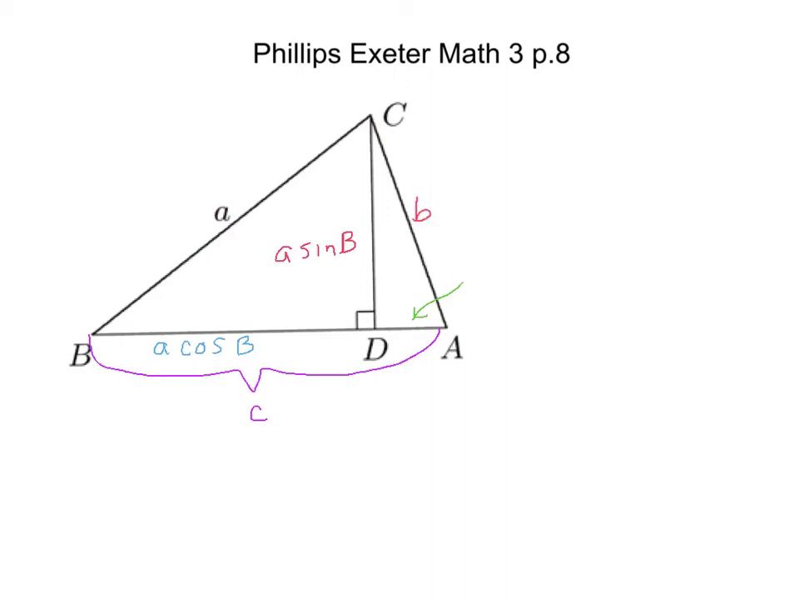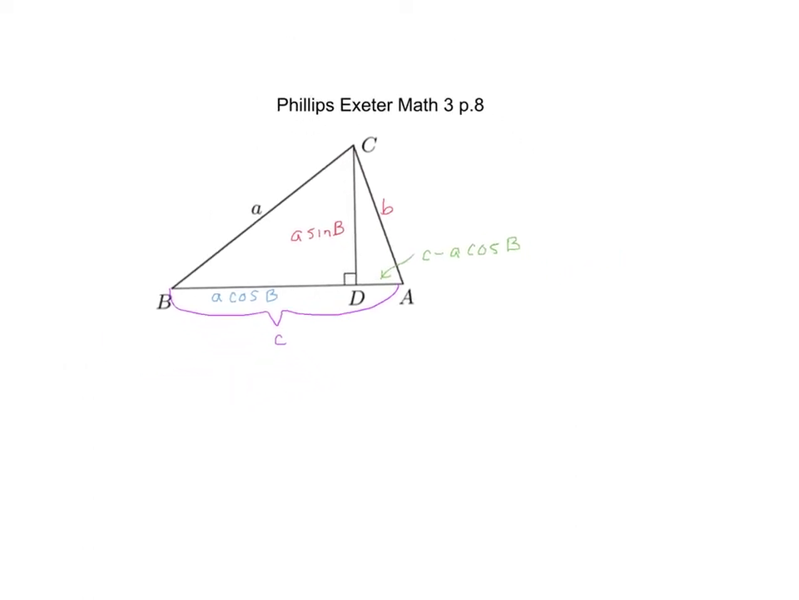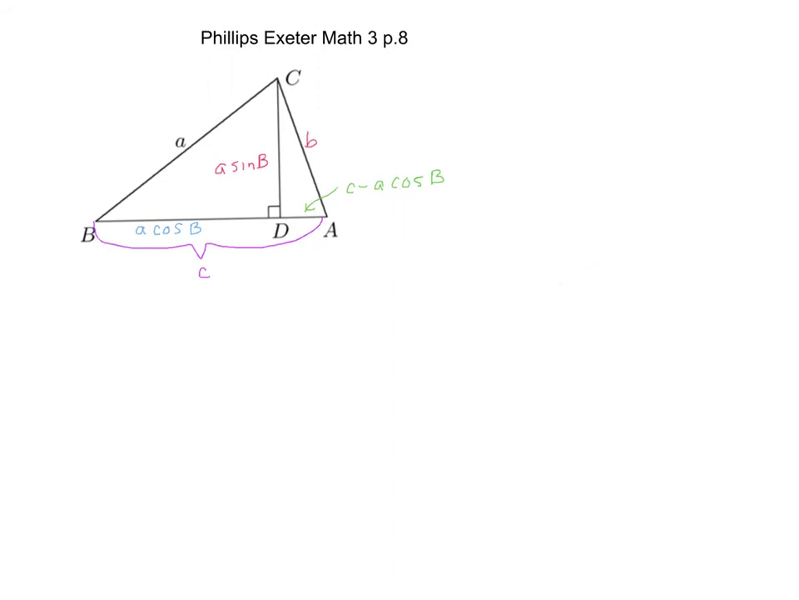And it's pretty simple. Just look at the purple. C minus A cosine B. Okay? So now what we want to do is solve for B in terms of these. So it's actually pretty nice here. I'm going to make it a little smaller.